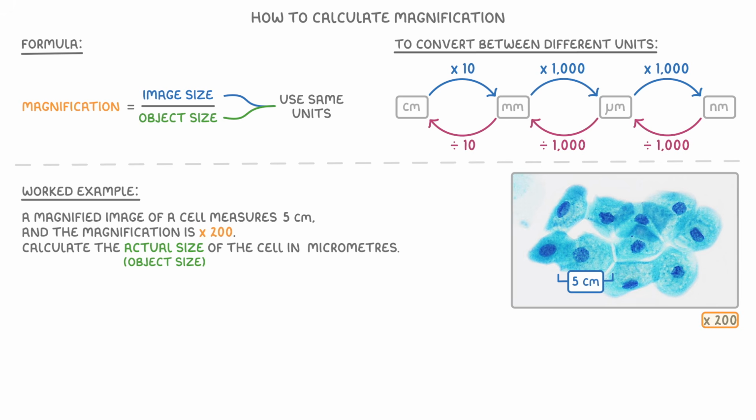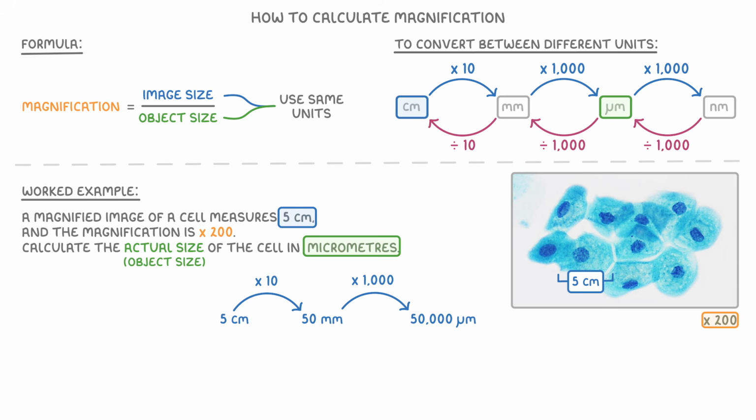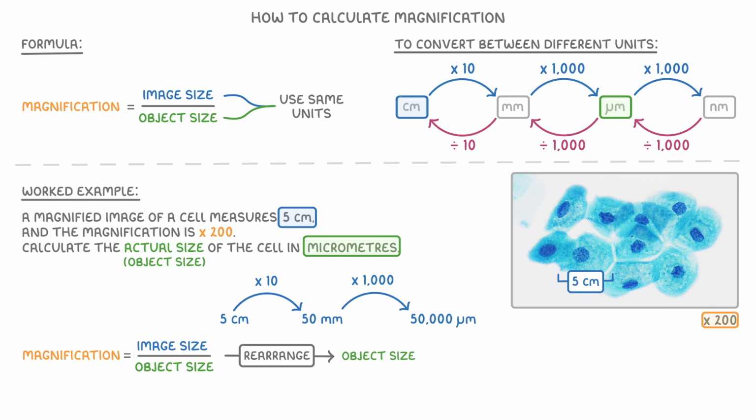Our magnification is fine, but the question's asking for the object size in micrometres, and we've been given the value for image size in centimetres. So we need to multiply 5 centimetres by 10 to convert it into 50 millimetres, and then by 1,000 to convert it into 50,000 micrometres. After that, we grab our formula and rearrange it to find the object size, where object size equals image size divided by magnification. So now we just plug our values in, so 50,000 divided by 200. This gives us 250 micrometres, which is the actual size of the cell.